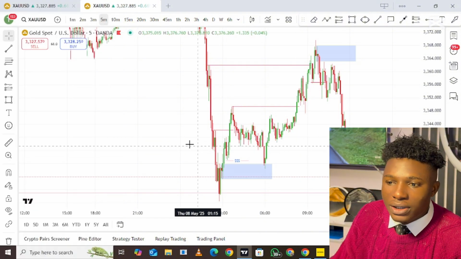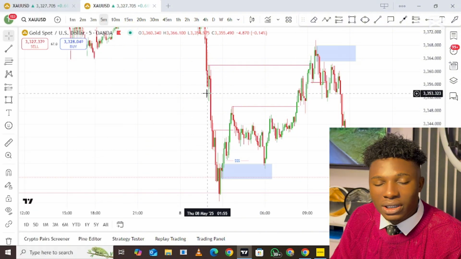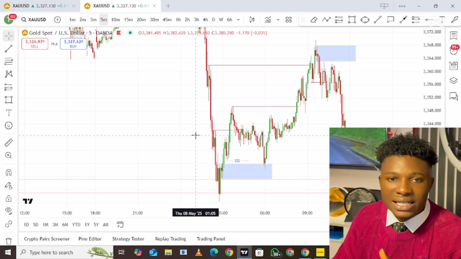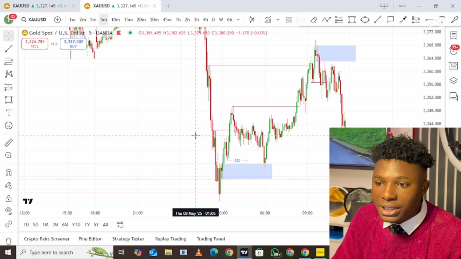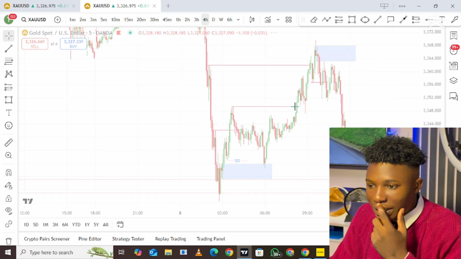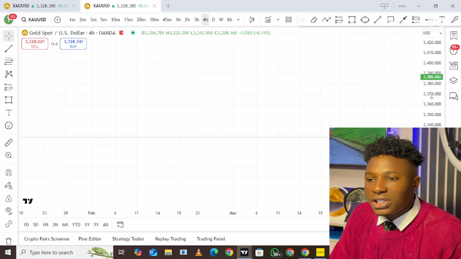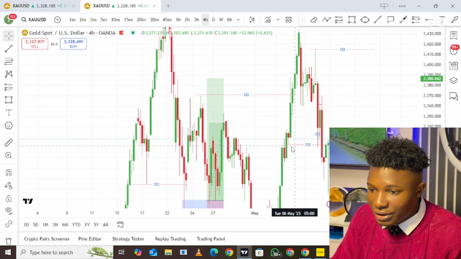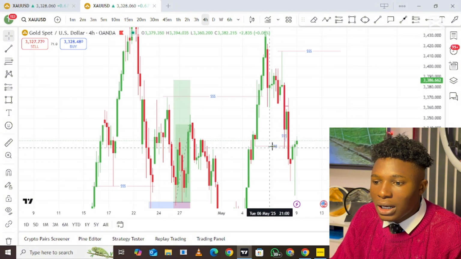So one thing you have to understand is that it's difficult for price to break two levels in the market. Once price ends up taking out a liquidity, price is going to react before taking out the next liquidity. So let me go back to the higher time frame where the whole analysis started. If you check on the higher time frame right here, I said this is the liquidity right here, and then price ended up taking it out.